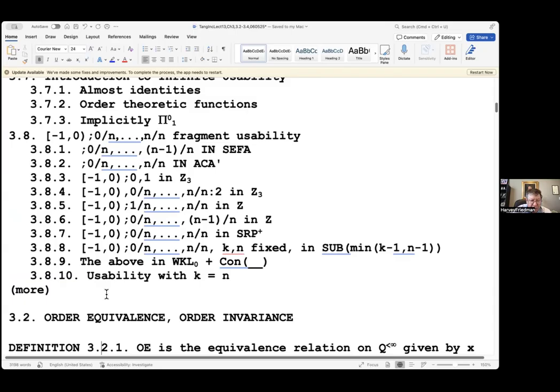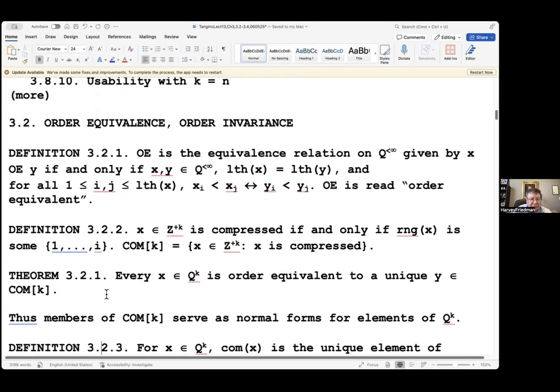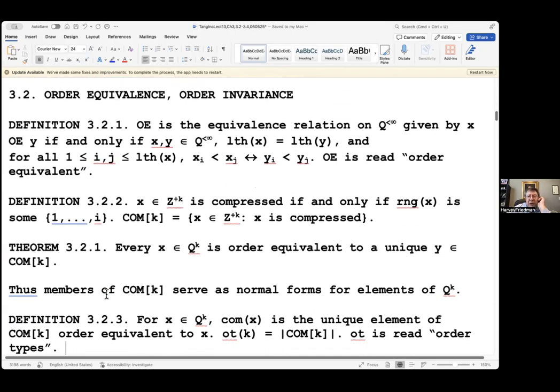All right, so let's start with order equivalence. OE, a nice abbreviation for order equivalence. OE is the equivalence relation on finite sequences of rationals where they have the same length. They have to have the same length, and they're in the same order. So for all i and j, xi less than xj if and only if yi less than yj.